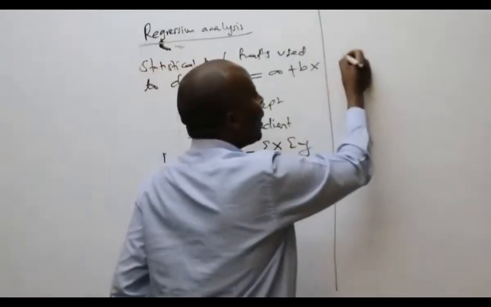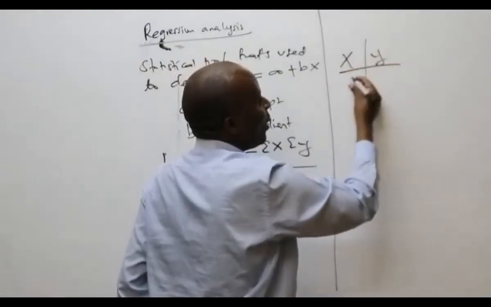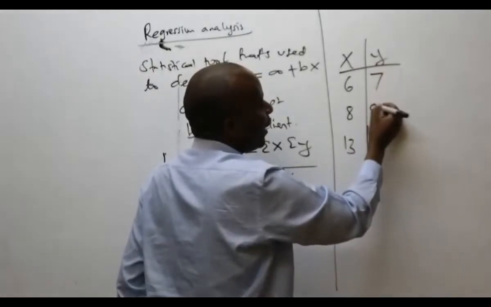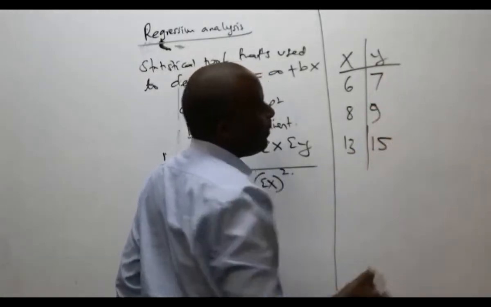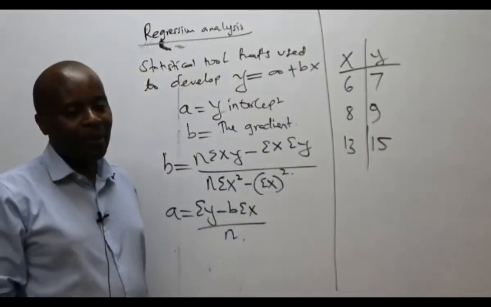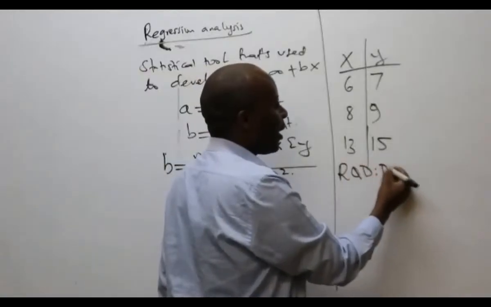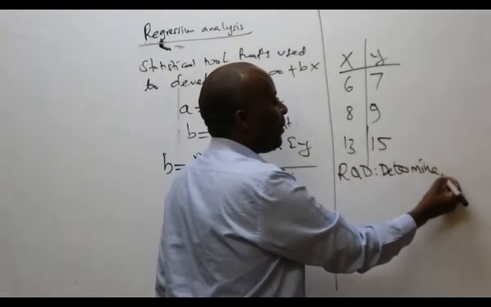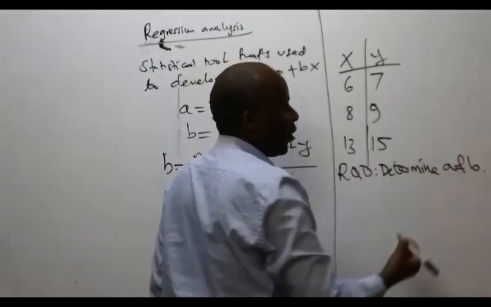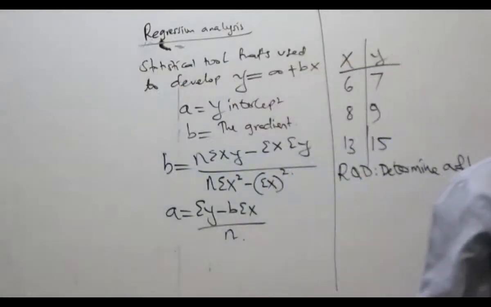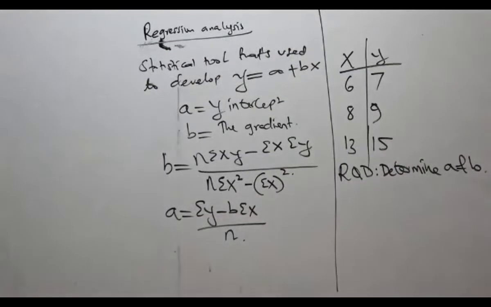If you're given x and y, perhaps they give you 6, 8, 13, and then we have 7, 9, and maybe 15 there. Then you are required to determine a and b. Determine a and b using regression analysis.